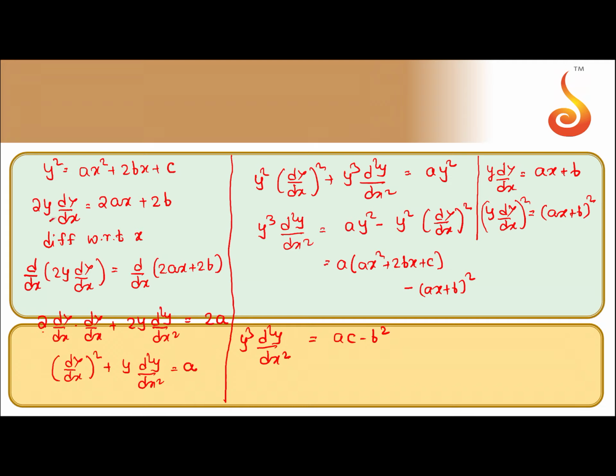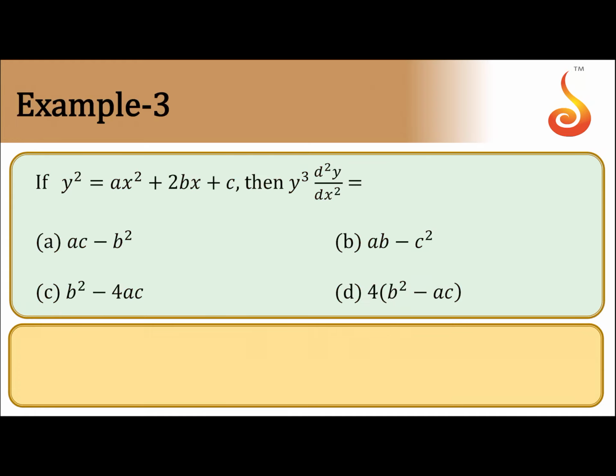Now y cube d2y by dx square is ay square minus y square dy by dx whole square. What is y square? ax square plus 2bx plus c. But what is y square dy by dx whole square? That can be obtained by equation number 1. So y dy by dx is ax plus b, y dy by dx whole square is ax plus b whole square. If you substitute it, we get y cube d2y by dx square is ac minus b square. So option A is correct.